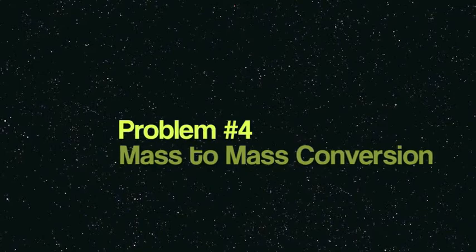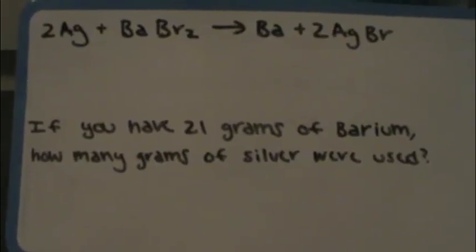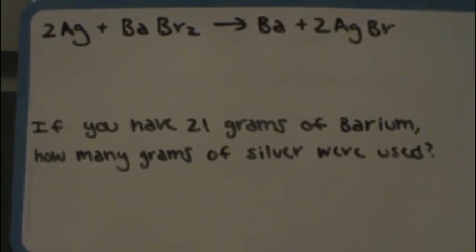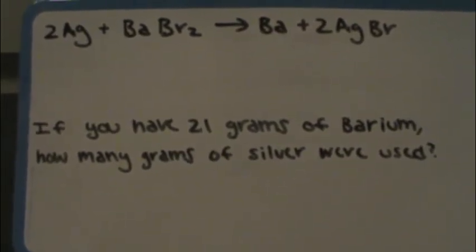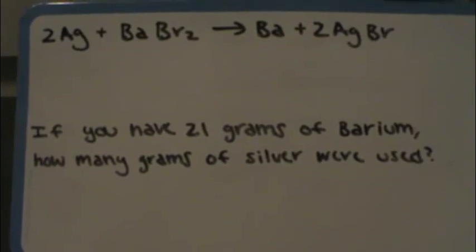Our last conversion will be a mass-to-mass conversion, which is the longest of the four. This is a single replacement reaction, and once you've made sure it's balanced, you can begin. So if you have 21 grams of barium, how many grams of silver were used?